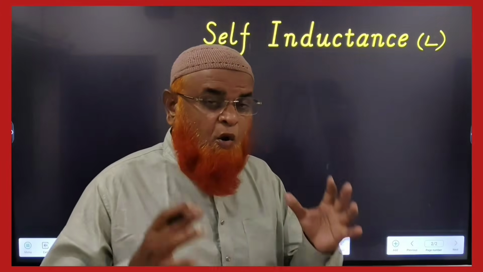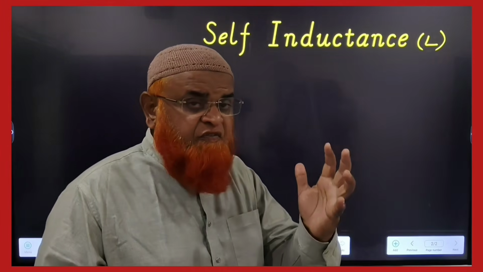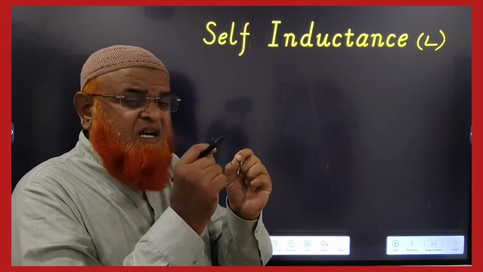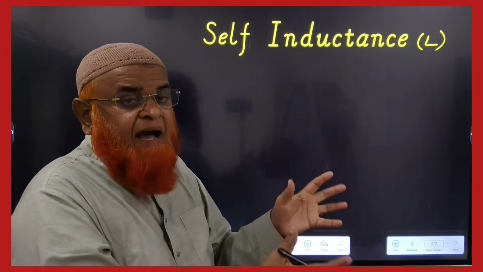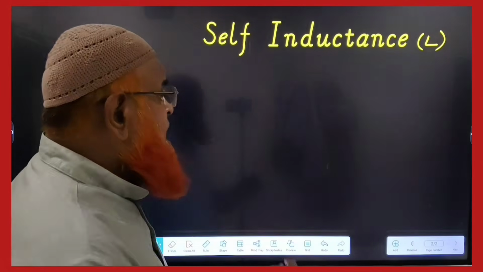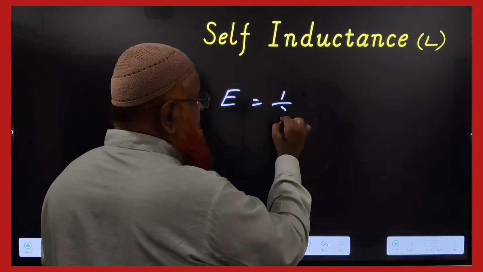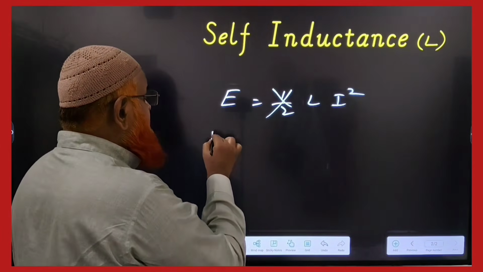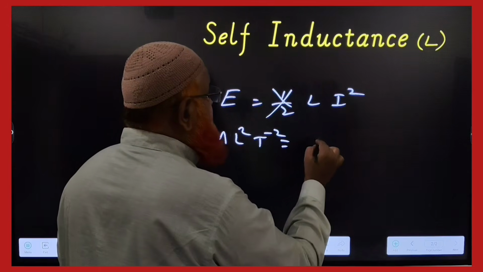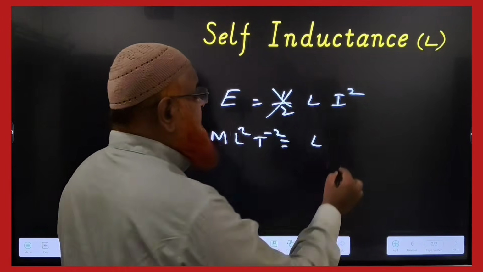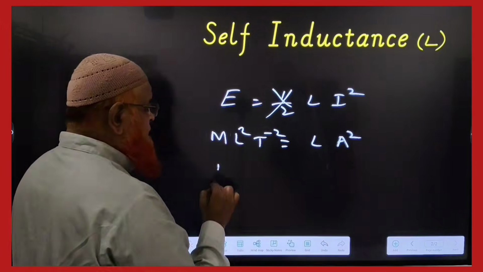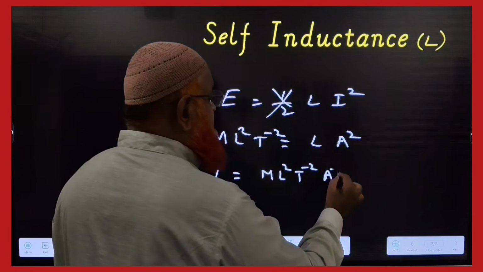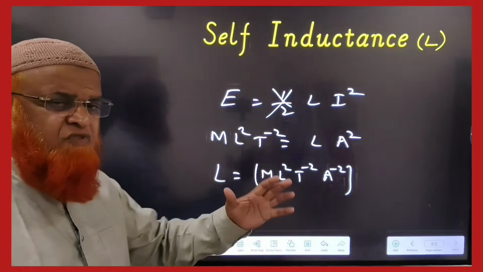My dear friends, how can you find the dimensional formula for tough physical quantities like self-inductance? A very simple method is to select a formula in which self-inductance is present and the other physical quantities are very familiar to you, like energy equals half L I square. Half does not have a dimension. Energy is m L square T power minus 2, which equals L into I square. I is current, which is represented with letter A, so A square. So L is m L square T power minus 2, and A square goes to this side and becomes A power minus 2. This is the dimensional formula for self-inductance.